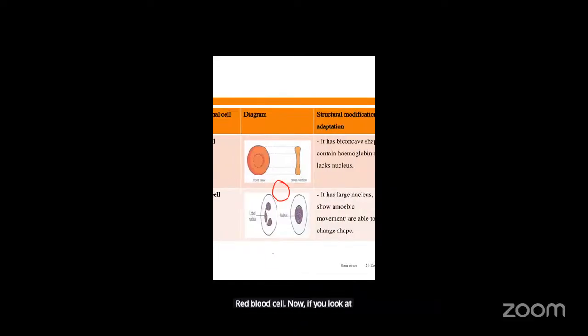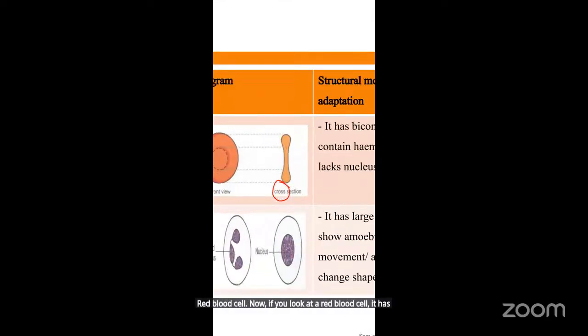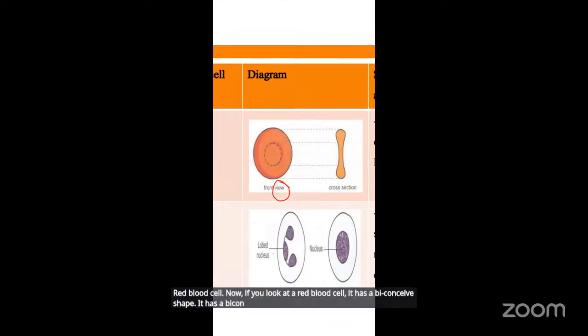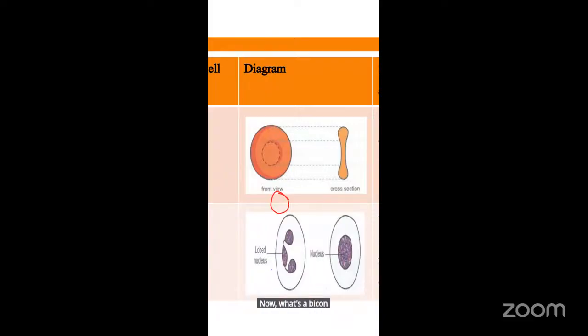Red blood cell. Now, if you look at a red blood cell, it has a biconcave shape. Now, what's a biconcave shape? A biconcave shape is a shape where this part here at the middle of the red blood cell is thinner than the outer part. So if you look closely, you will see the outer part is thicker than the inner part. So that's what we call a biconcave shape.